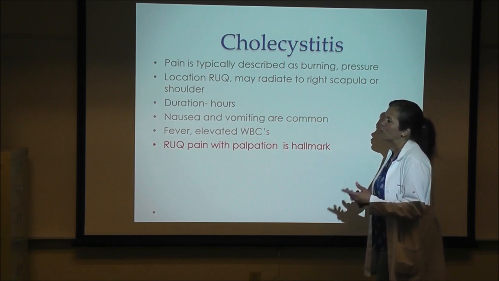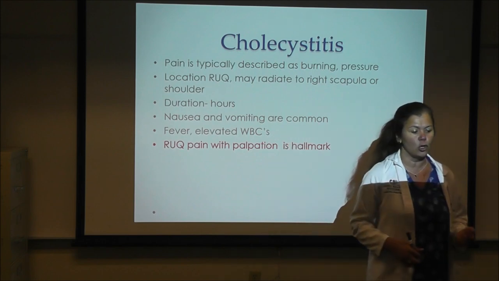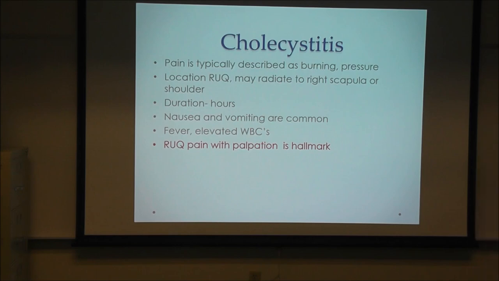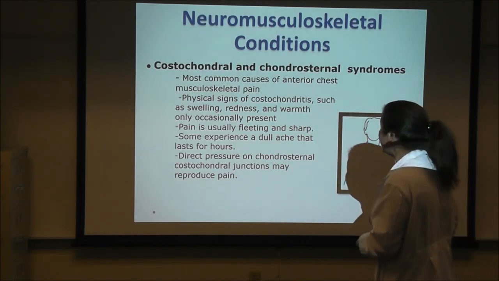and also it's associated with inflammatory markers of ESR and CRP. Patients have leukocytosis and fever, nausea and vomiting as well. And in later conditions, of course, they tend to have jaundice.